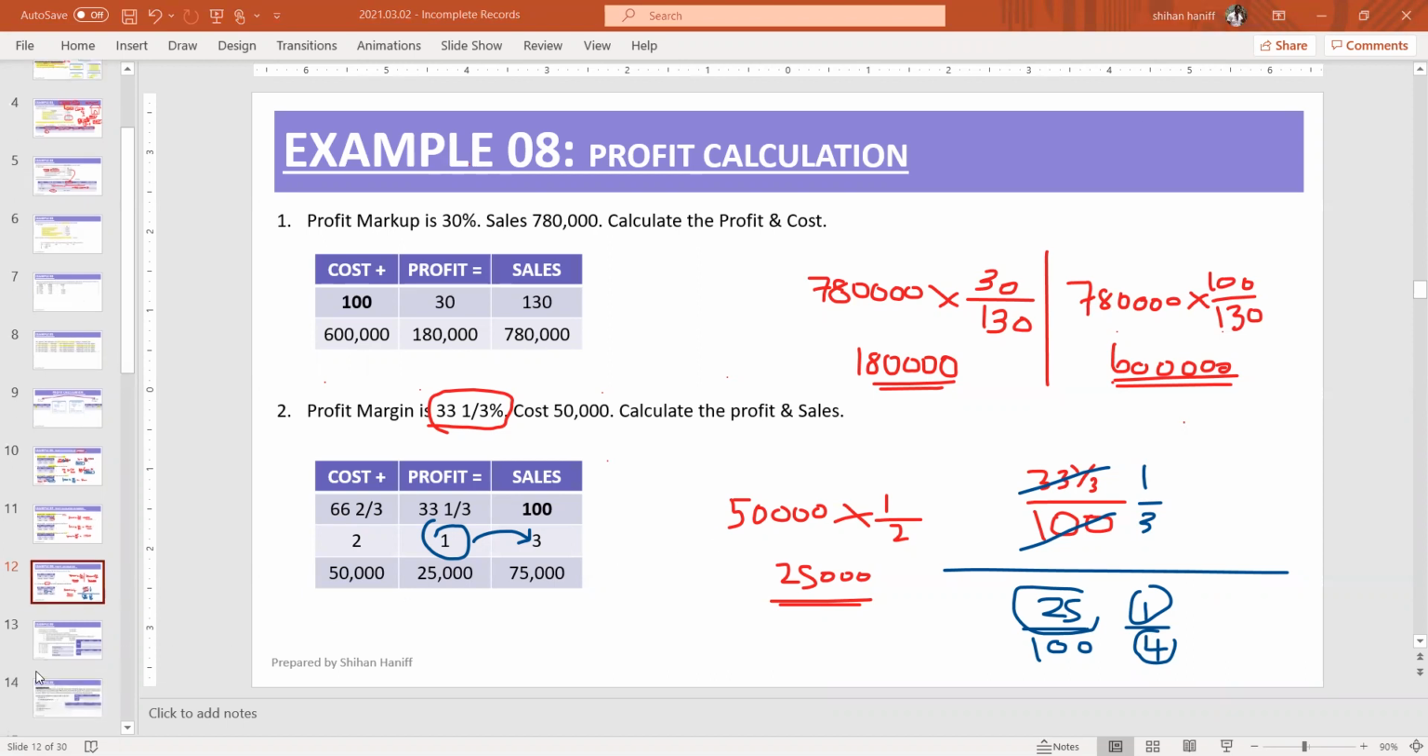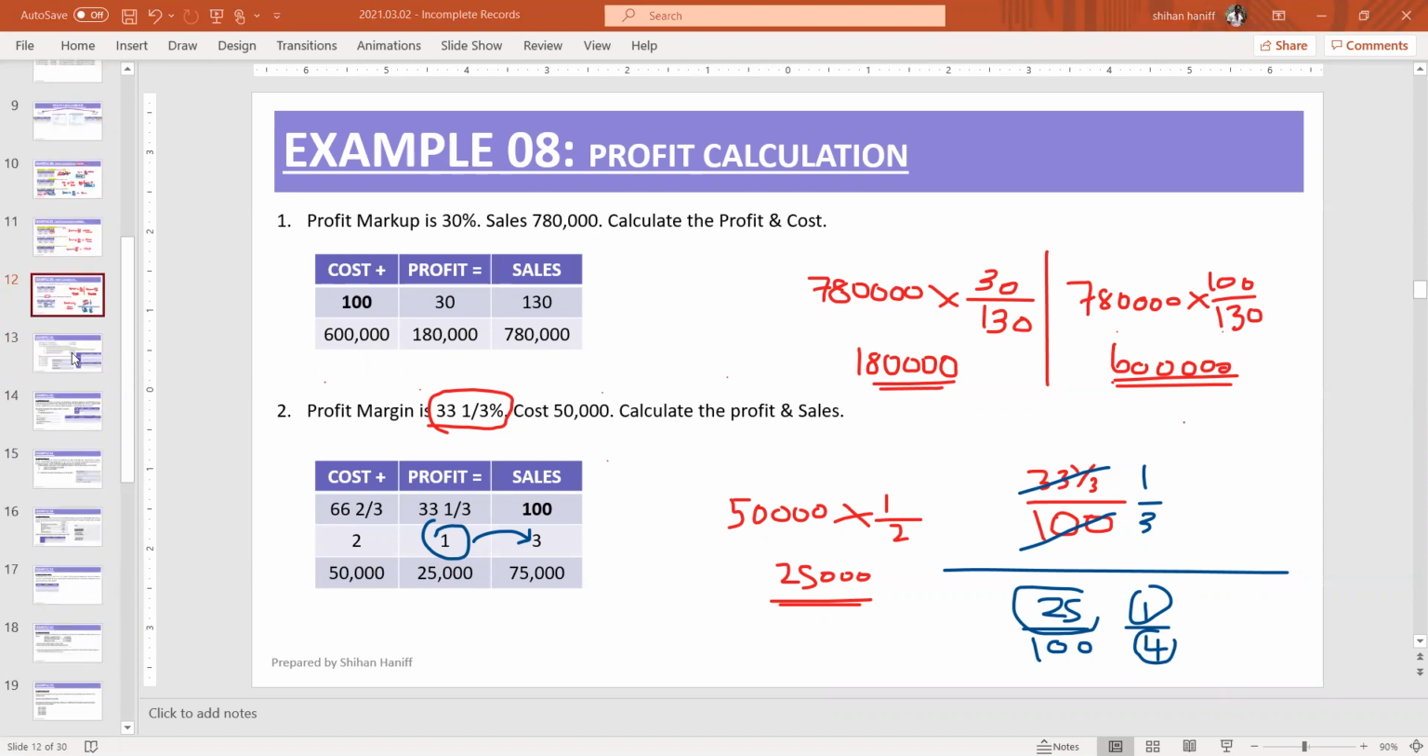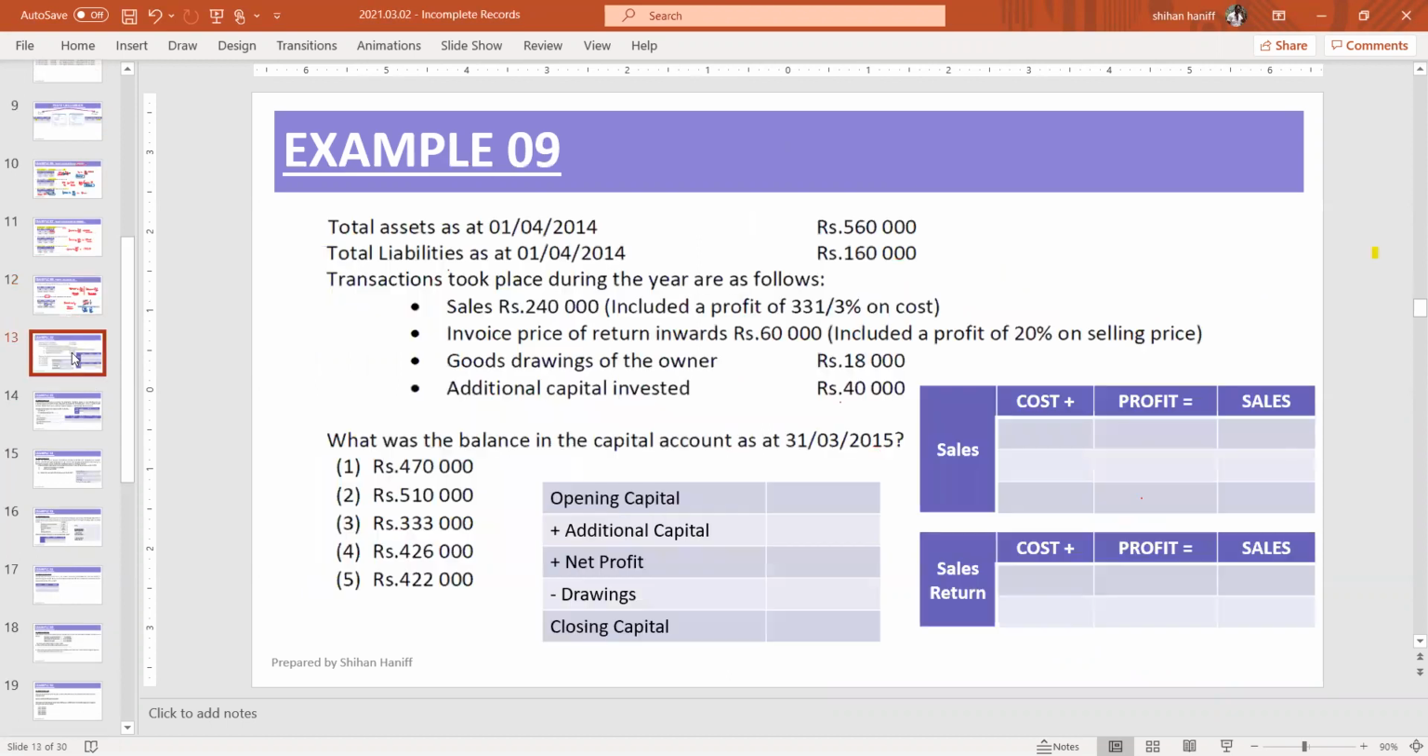Now let's move to some past paper questions. This question. Example 9. Actually a past paper question. Tell me the answer for this.